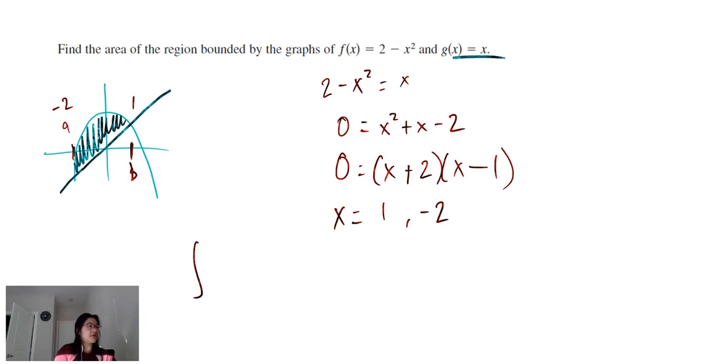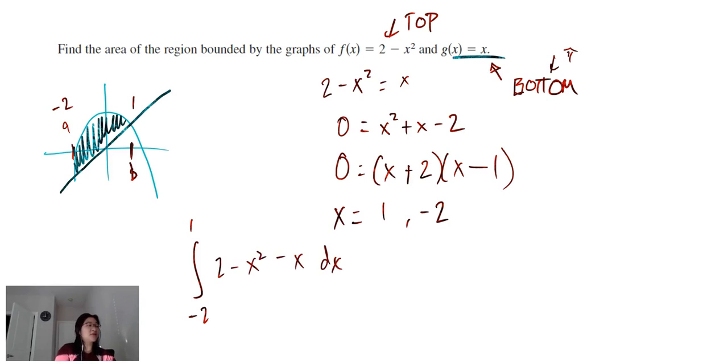And here we go. So we got negative 2 to 1, and our upper function, our top, is f of x, and our lower function, our bottom, is, that looks like a pie. Our bottom function is x. So we have 2 minus x squared minus x. And we're doing this with respect to x because our tiny rectangles that we can draw are vertical tiny rectangles.